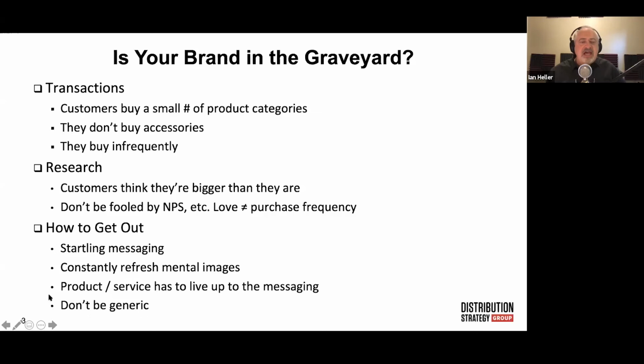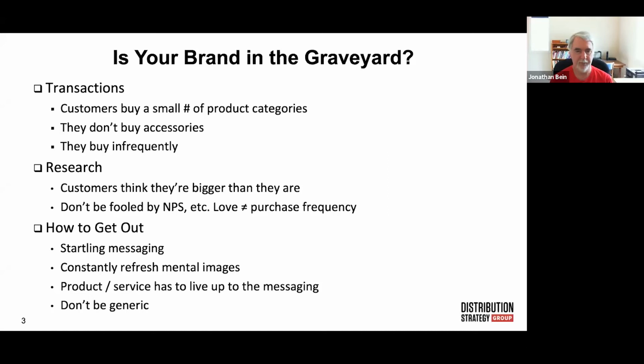So now the question is, how do you get out of the brand graveyard, right? We're going to show you one really fun example here. But to get out of the brand graveyard, first you have to have startling messaging. It's like Chevrolet has the new electric car, right? Or the brand needs to advertise something to you that is startling. It breaks the mold for what you know about that brand, and it's so startling that it catches your attention.